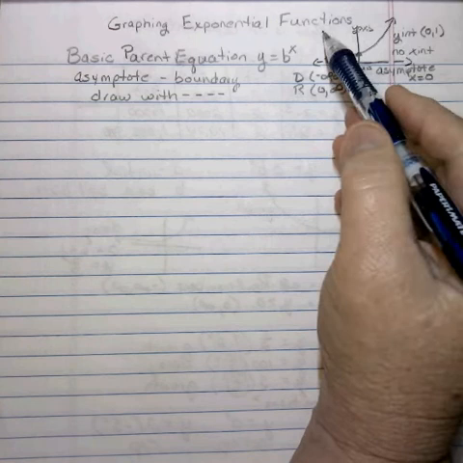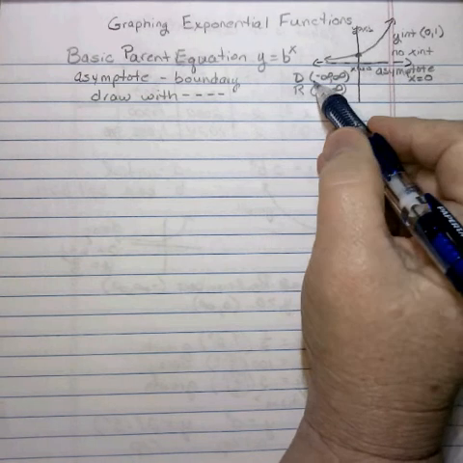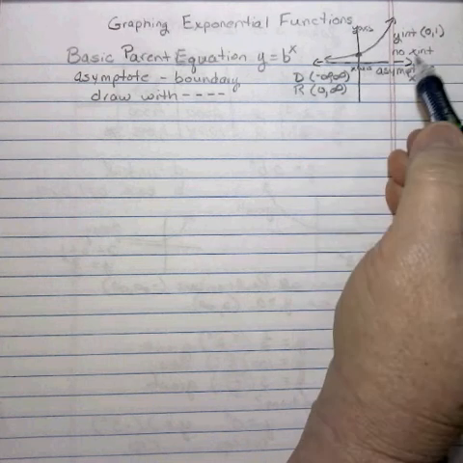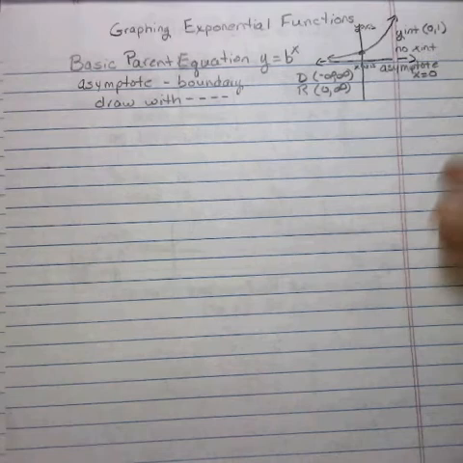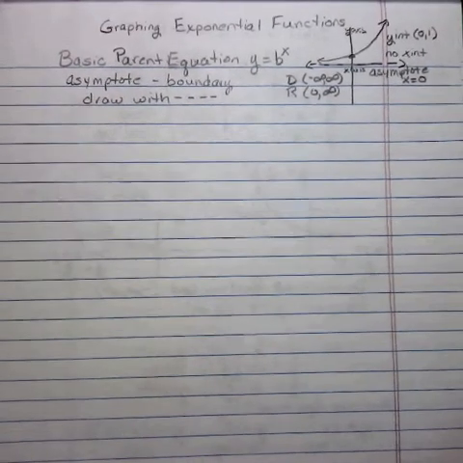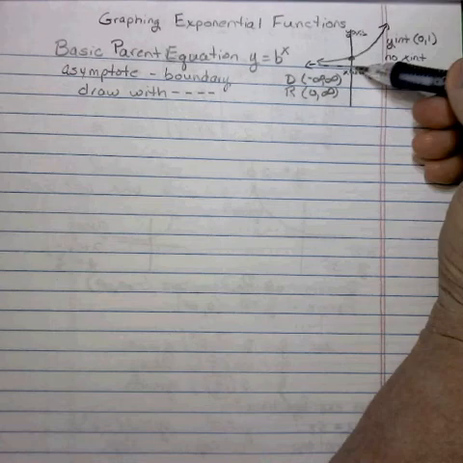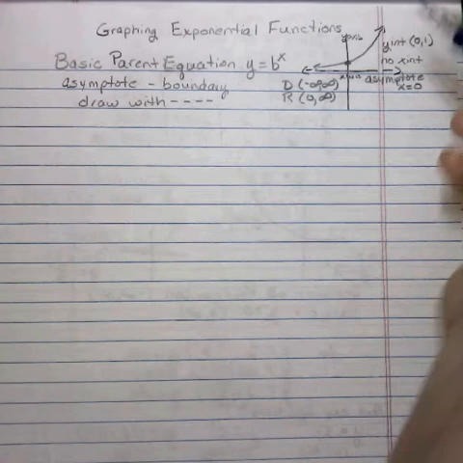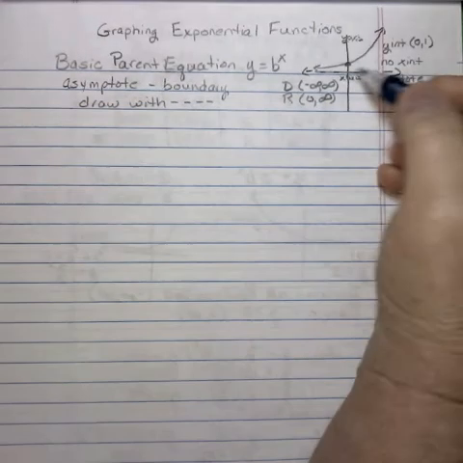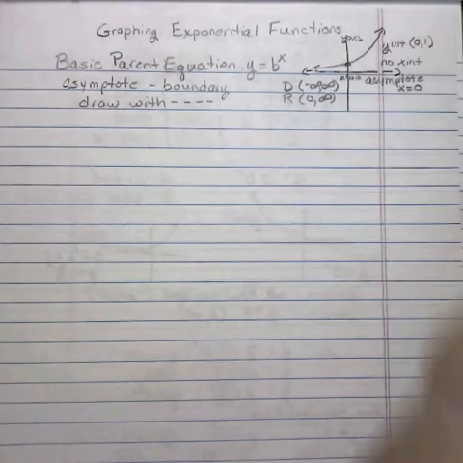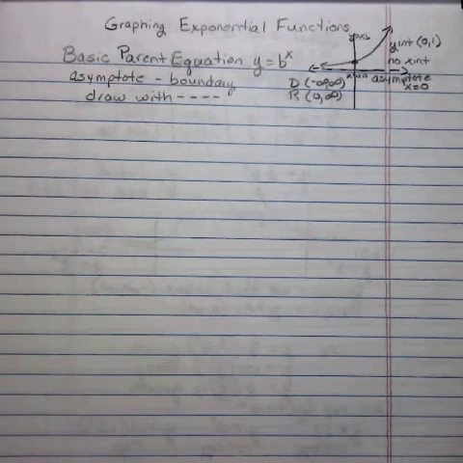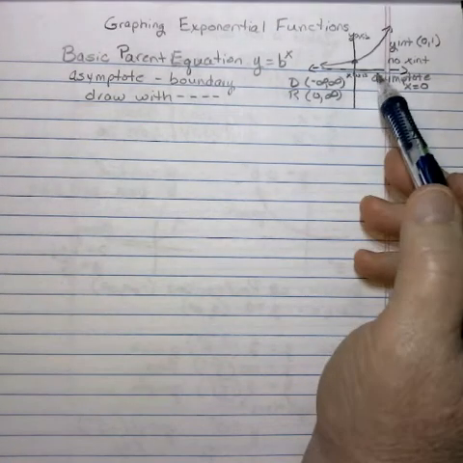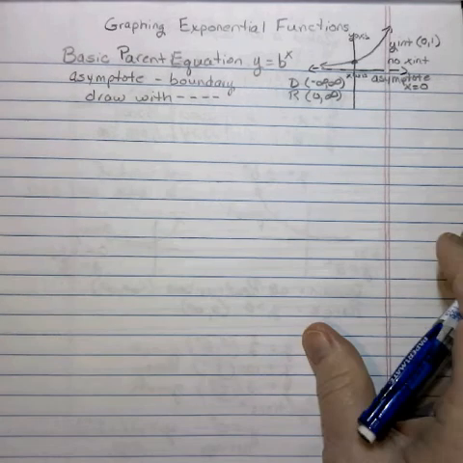For exponential functions, the domain is negative infinity to positive infinity, all real numbers. The range is all the y values from that x-axis up, but it doesn't touch the x-axis, so that's why it's not equal to 0. So from 0 up, but not equal to 0. So these are the basic characteristics of exponential functions when you graph them.